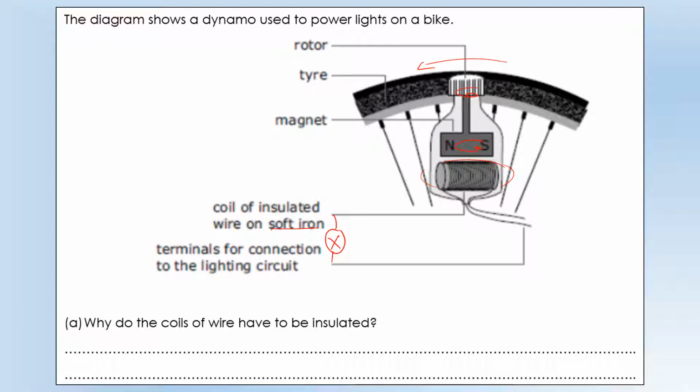So why do the coils on the wire have to be insulated? Insulated just means wrapped in some sort of plastic usually. And the reason we do that is to prevent a short circuit. You notice the coils are wrapped really tightly together, so we need to make sure they're only connected by the fact that it's one wire that's wrapped around. We need to make sure the coils aren't actually touching each other, because that would create the short circuit we refer to.